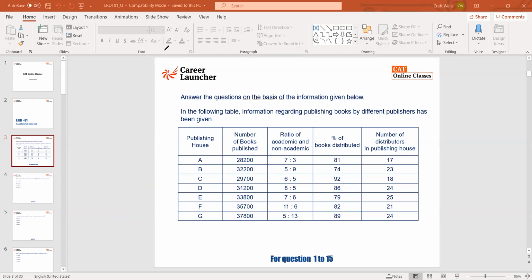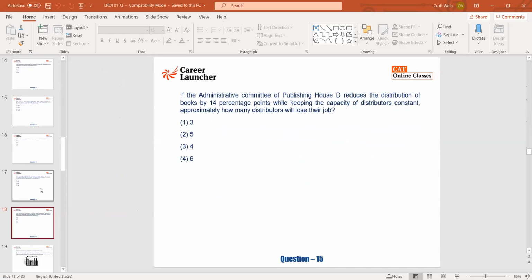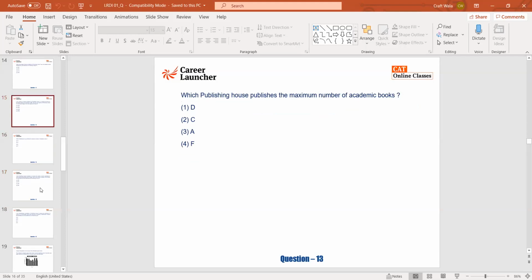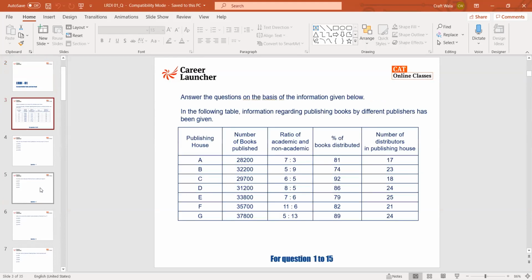Okay, next let's look at the last of this caselet. The last one in this caselet is: if the administrative committee of publishing house reduces the distribution of books by 14 percentage points while keeping capacity of distributors constant, approximately how many distributors will lose their job? So what do you get for this? Three, four. Answer option 3, that is number 4.